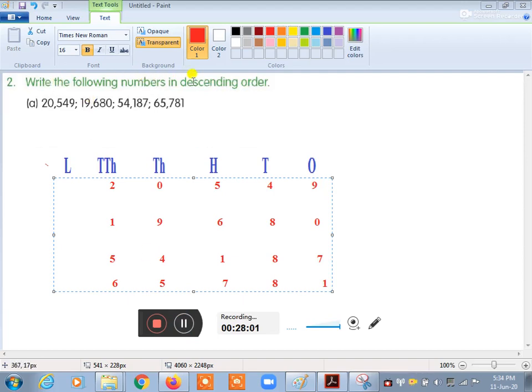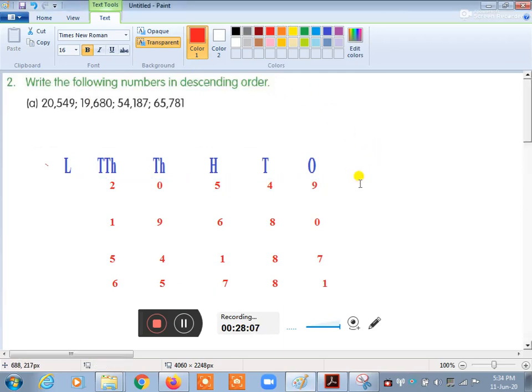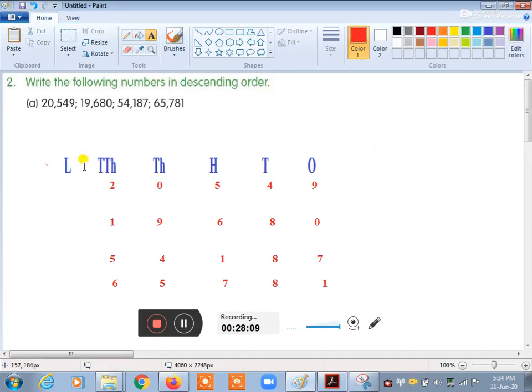So write the following numbers in descending order. Descending order means greatest number to the smallest number. So here we have to draw the place value chart and we have to put all the numbers here. So here first number is 20,559. Then 19,680, 54,187, and 65,781.